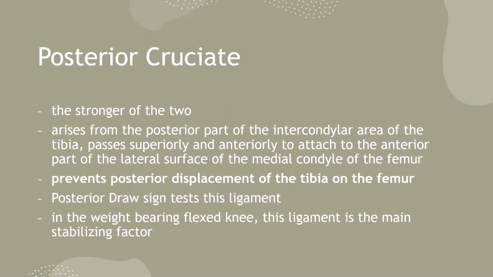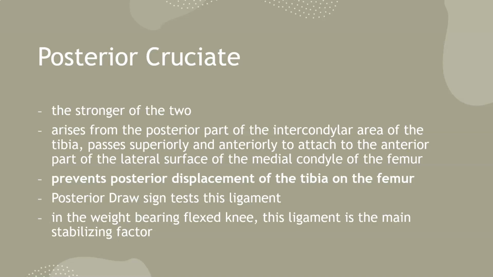The posterior cruciate is the stronger of the two. It comes from the posterior part of the intercondylar area of the tibia. It too travels superiorly and anteriorly, so where the anterior cruciate passes superiorly and posteriorly, the posterior cruciate passes superiorly and anteriorly, and it attaches on the anterior part of the lateral surface of the medial epicondyle.